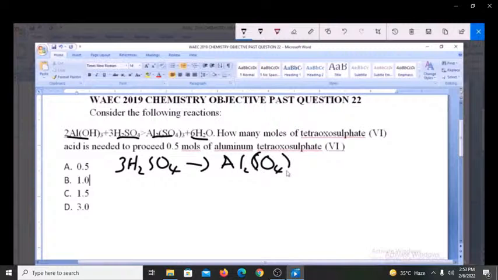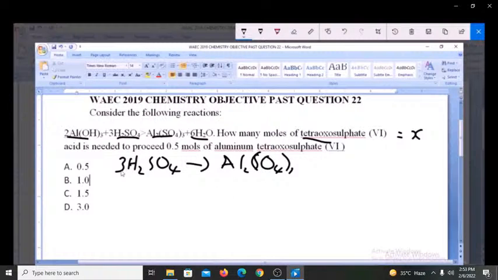So we have just 1 mole produced. So the question asks, how many moles of tetraoxosulfate 6 acid is required to produce 0.5 moles of aluminium tetraoxosulfate 6? So let's call that number of moles of tetraoxosulfate 6 acid required X. Let's call it X, which is our unknown number of moles.